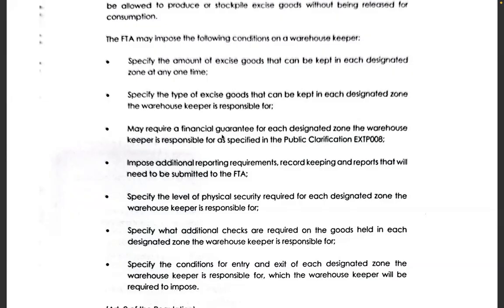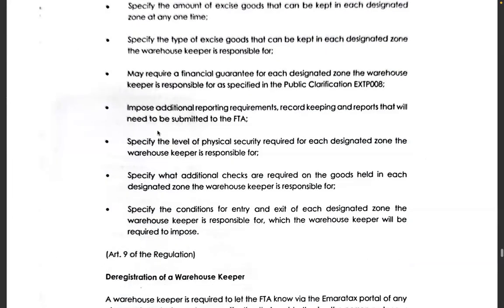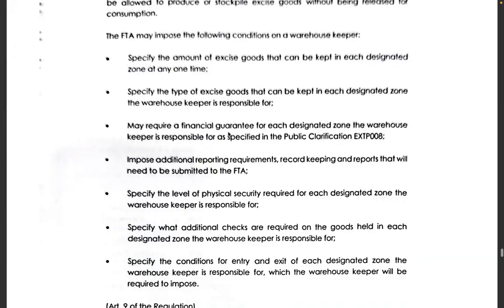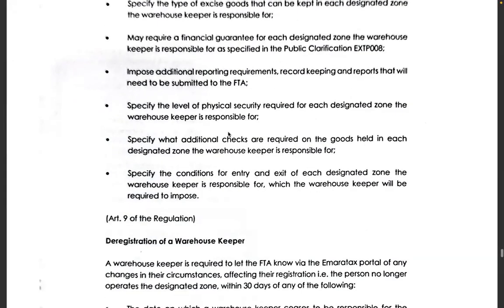Then it may require a financial guarantee for each designated zone that the warehouse keeper is responsible for, as specified in a public clarification. FTA may impose additional reporting requirements, record keeping and reports that will need to be submitted to the FTA by that warehouse keeper. FTA may specify the level of physical security required for each designated zone. So naturally, because there are security measures in place, what level of security is needed, FTA can specify that.